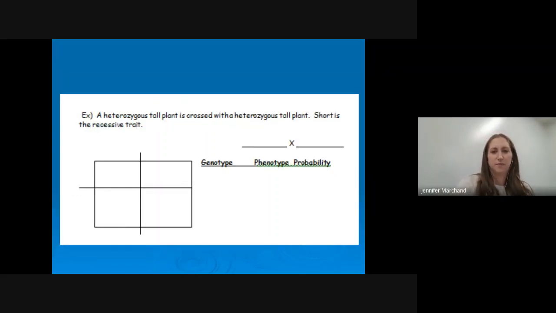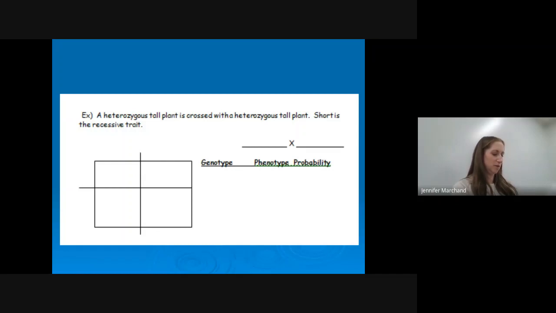All right, so this one, the next time, what you have is a heterozygous tall plant crossed with a heterozygous. So you have a big T, little t, a big T, little t. So we're going to end up here with a big T, big T, little t, a big T, little t, and a little t, little t.